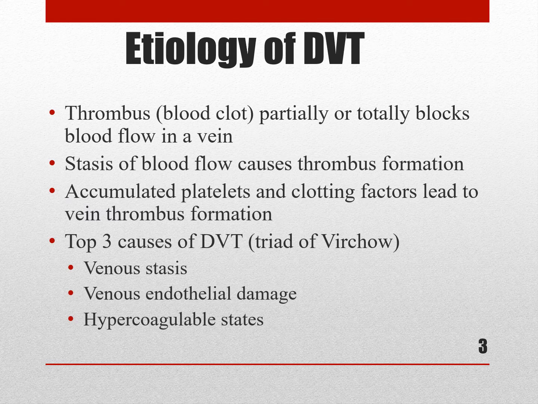So the etiology of DVT. A thrombus is a blood clot, blocking blood flow in a vein. And once this happens, the stoppage of blood flow causes a formation. Clotting factors such as immobilization, so perhaps a long flight on a plane where a patient is not moving very much, is mostly sitting down, which is known as venous stasis, or trauma or infection known as venous endothelial damage, or coagulation disorders known as hypercoagulable states. All combined are what's called the triad of Virchow, and these are the main 3 contributors to DVT.